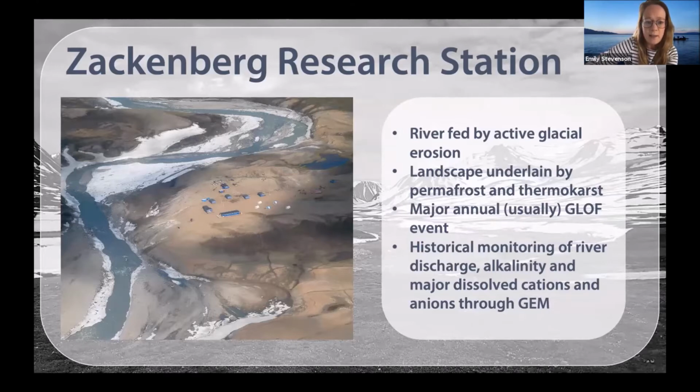And wonderfully as well at Zackenberg Research Station, monitoring has been going on for the past 20, 25 years, and they've been taking daily, if not twice daily, measurements of the chemistry of the river water as well as discharge measurements. So we've got a wonderful archive to investigate weathering processes as well as getting our own data.